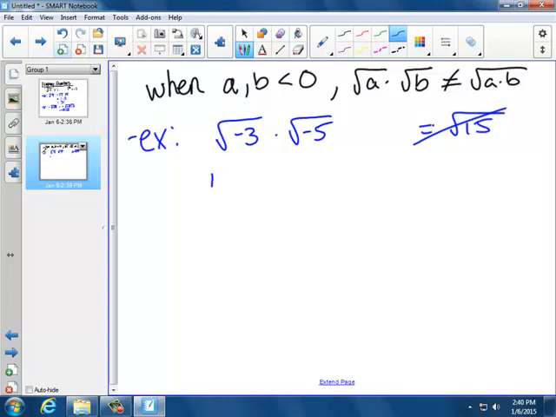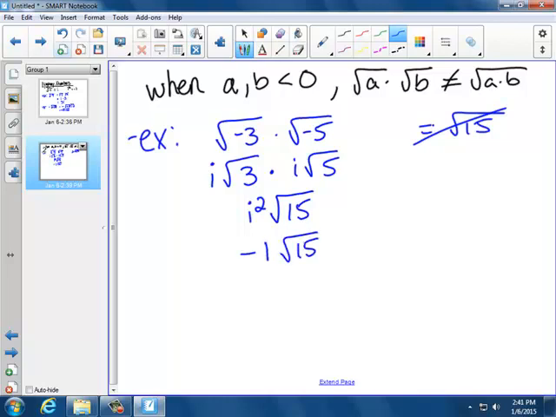If I pull out an i, this is i square root of 3 times i square root of 5. Now I can make the square root of 3 times the square root of 5 the square root of 15, because now a and b are positive. But I'm still left with this i times i. i times i is i squared. What is i squared? -1. So -1 times the square root of 15, which can be written as negative square root of 15. If we had right away done -3 times -5, we would get a positive square root of 15 when this really should be a negative square root of 15.